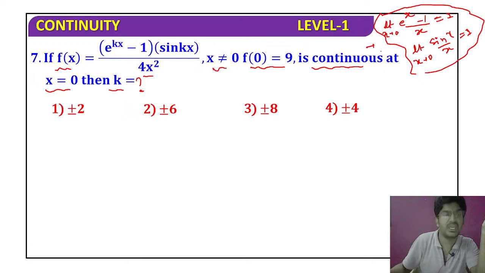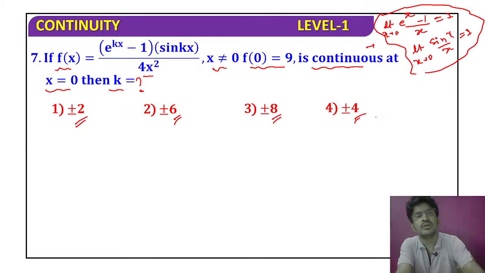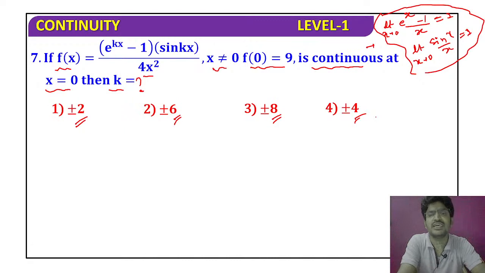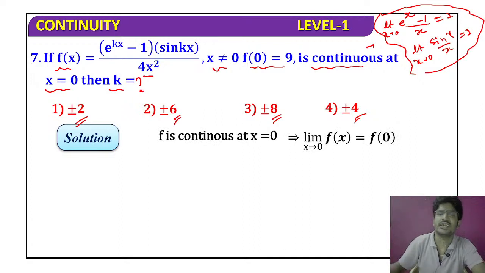Here the first option they have given is plus or minus 2. The second option is plus or minus 6. The third option is plus or minus 8. The fourth option is just plus or minus 4. Okay. So now, they have already given that it is continuous, so we can consider that limit as x tends to 0, f of x is equal to f of 0.